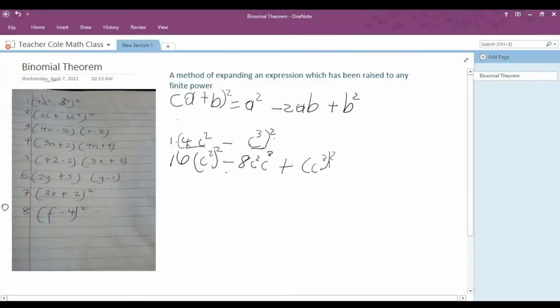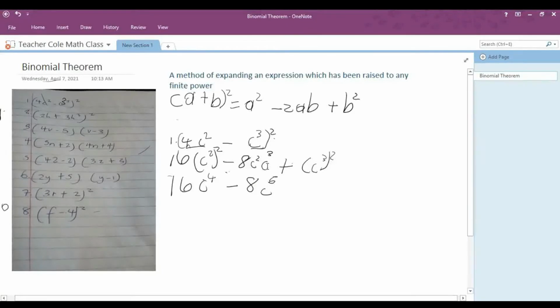Alright, so we have 16 times c squared raised to the second power. So that there is a power being raised to another power, and when a power is raised to another power, what we do is multiply the exponents. So we see 2, and we say 2 multiplied by 2 equals 4. So it should be 16c to the 4 minus, and we see this power is being multiplied by a power. What we're going to do is add the powers. So it should be 8c to the 5, since 2 plus 3 gives us 5.